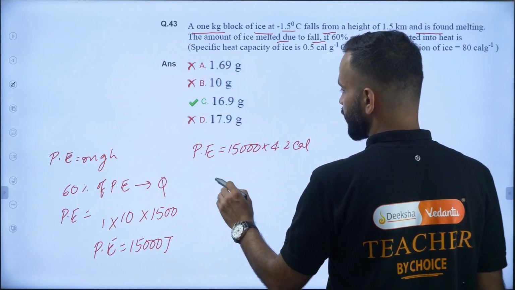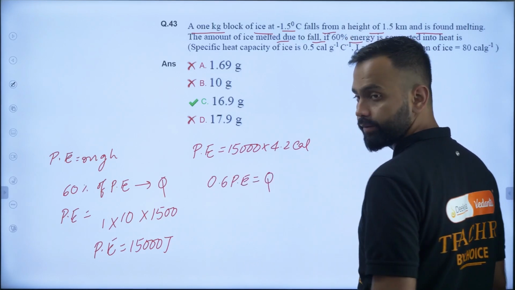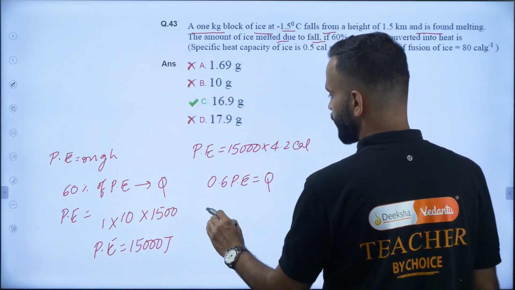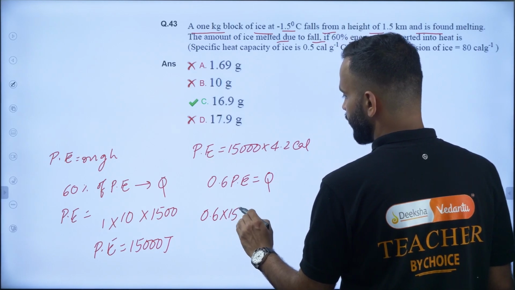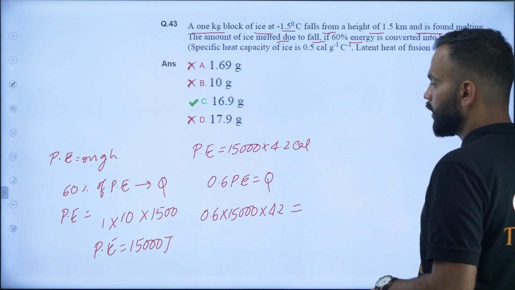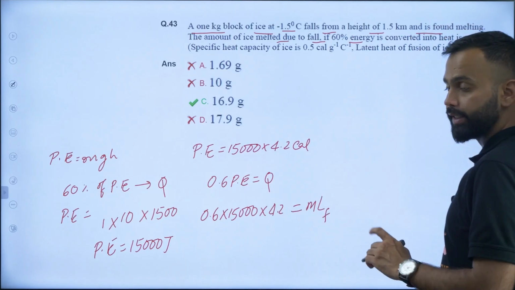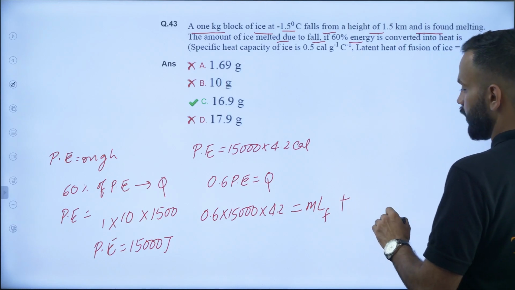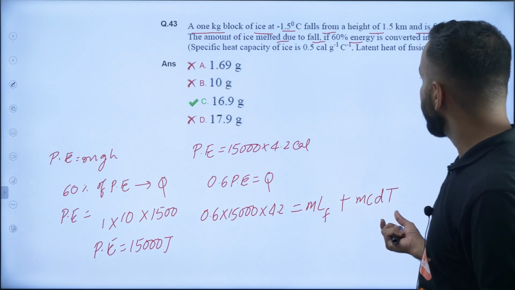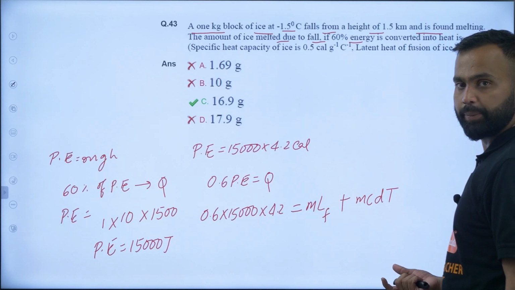So 60% of the potential energy is 0.6 times potential energy, which is equal to the heat, right? So here 0.6 times potential energy, that is 0.6 into 15,000 into 4.2, equal to the heat, which is M into LF, latent heat of fusion, plus MC dt. C is the specific heat capacity of the ice.